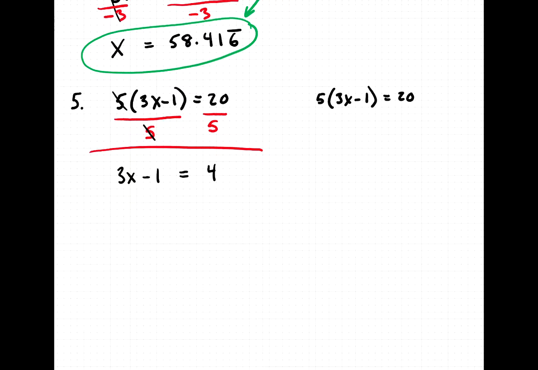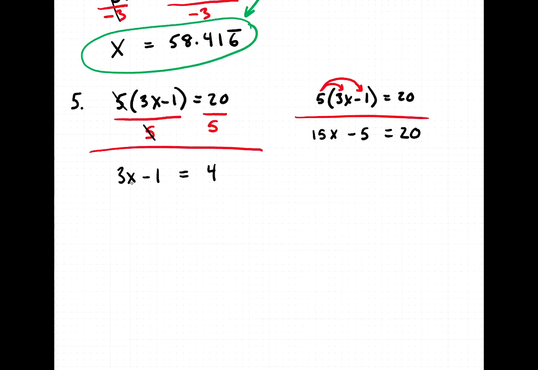Another way of starting this problem, also to get rid of that 5, rather than divide it out, we can distribute. So we can multiply 5 times 3x and 5 times the minus 1. In this case, 5 times 3x would be 15x, and 5 times the minus 1 would be minus 5. So these equations look different, but they will get us to the same place. Remember, it's not how we solve the problem that's important, it's that we eventually solve the problem. All right, so let's finish it up on the left now.